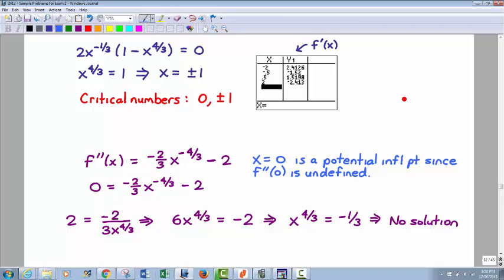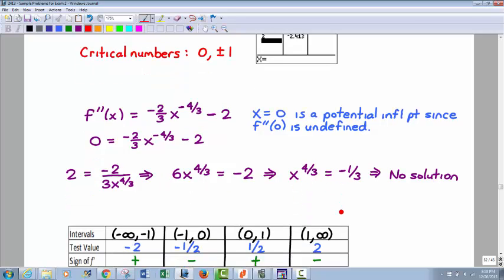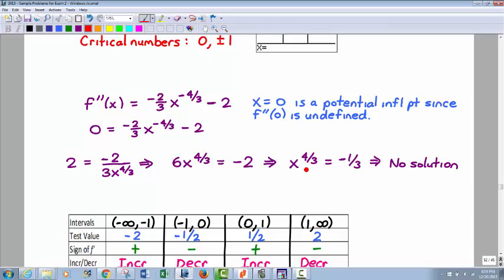But if you take this second derivative and set it equal to 0, look what happens. Bring the 2 over, and I multiplied the whole thing by 3. So you have 6x to the 4/3 equals -2. X to the 4/3, when you divide by 6, would be -1/3. Well, because of that exponent being even, that could never be negative. No matter what you put in there, it would always be positive.